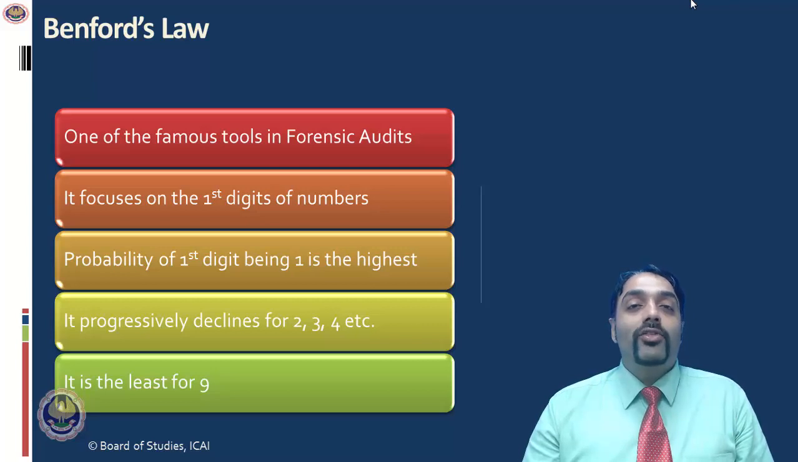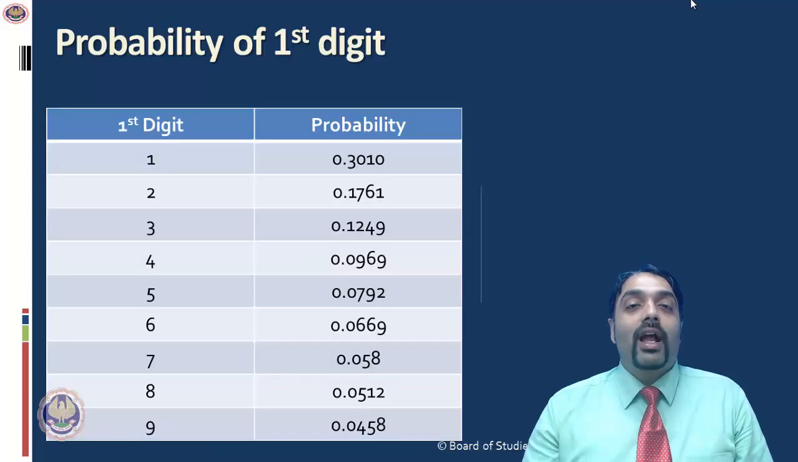He did a lot of research based on diverse data and came up with a table of what the probabilities could be. So we can see this probability is ranging from 0.3010, which is attached to 1, and the last is 0.0458, that is for 9. So you can see the probabilities are declining as we go from top to bottom. Now this concept is used in Benford's law. So let us look at an example of how we can make use of this in our audit.